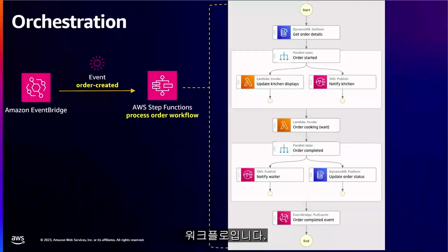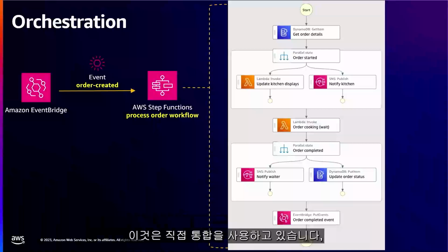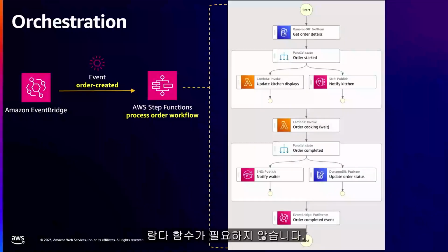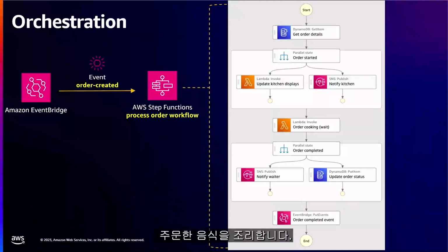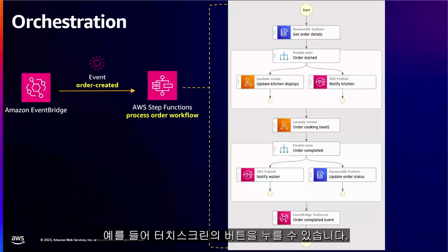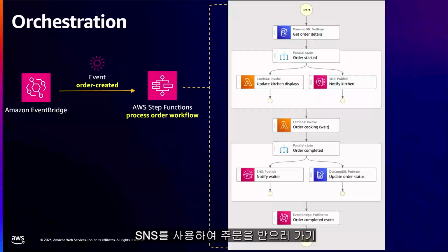So here is our workflow. In the first case, we get the order details from DynamoDB. This is using a direct integration, no Lambda function required. We then run a Lambda function to update the displays in the kitchen to tell the cooks to cook the order. When they're finished preparing the meal, they can press a button on the touchscreen, for example, and this will notify the waiting staff, for example, using SNS, to collect the order and deliver it to the right table.